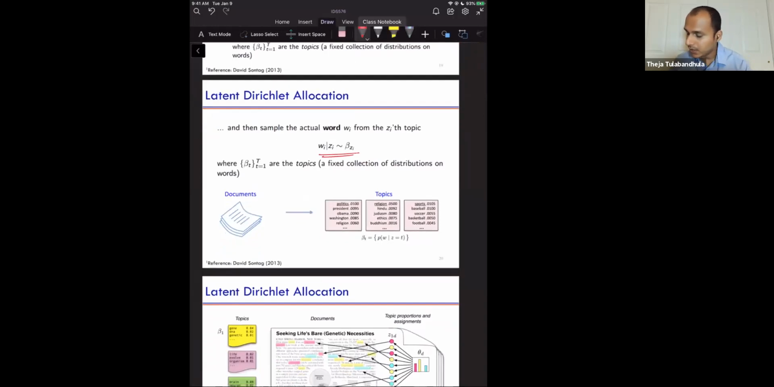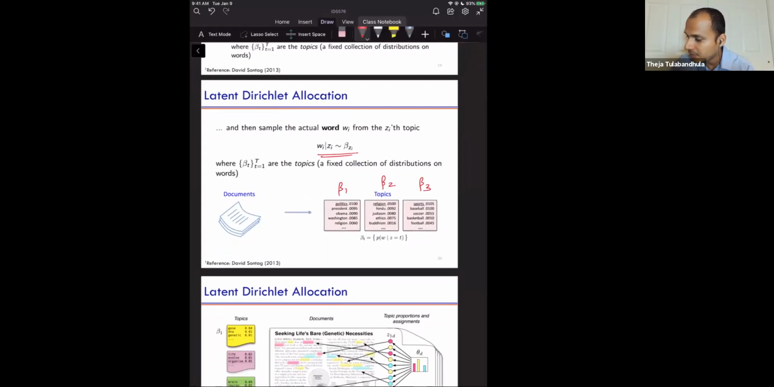Sorry, I think I should have shown the beta 1, beta 2, beta 3 here. Beta 1, beta 2, beta 3. It's basically a distribution over words, with the probability associated with each word. So these are large lists. In the previous example I said it's 10 across 1 each, but it doesn't have to be.